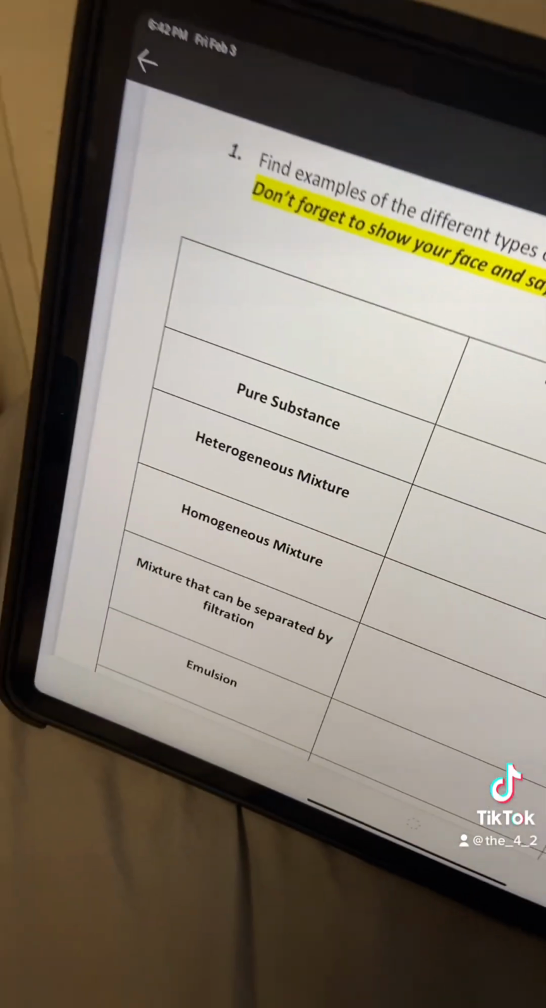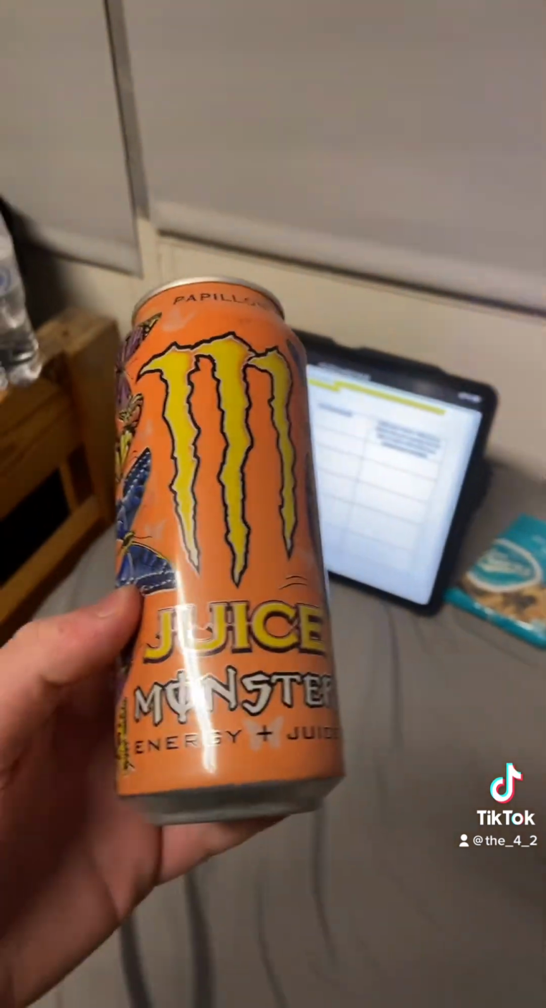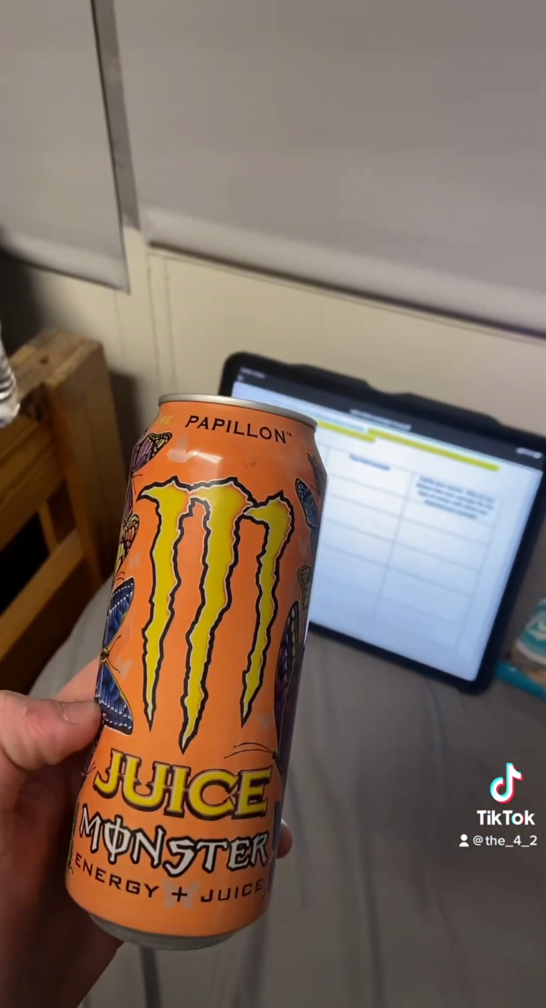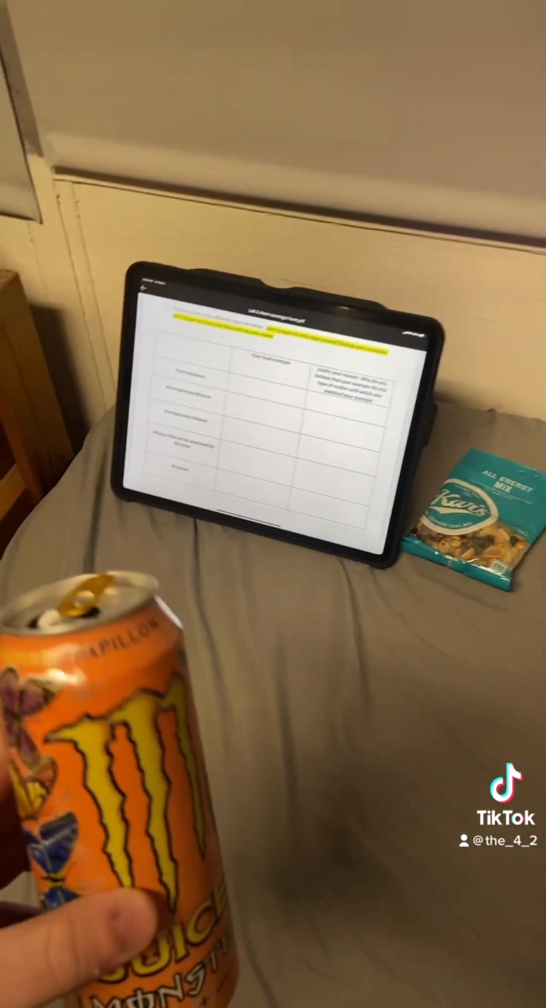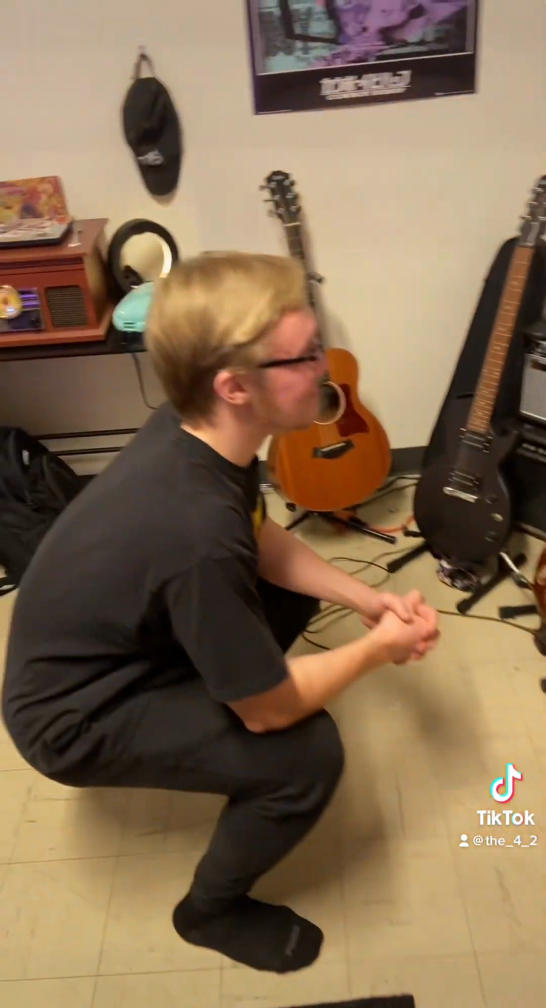Our next mixture is a homogeneous mixture. And for this, I chose this Monster Juice Energy, and it is that way because it has multiple elements that you cannot see with your naked eye. Isn't that right, Zane? Indubitably.